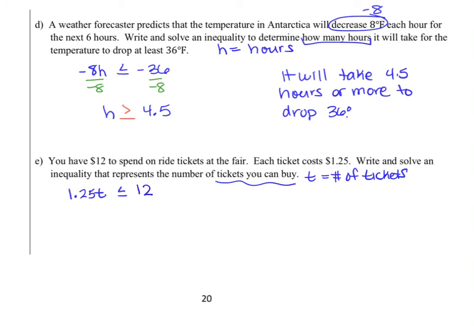So to solve this inequality, you divide both sides by the $1.25. That gives you T is less than or equal to 9.6. So this is an interesting answer, right? Because T stands for number of tickets, and I have a decimal, so I can't buy a part of a ticket. So how many tickets can you buy if they cost $1.25 and you only have $12?